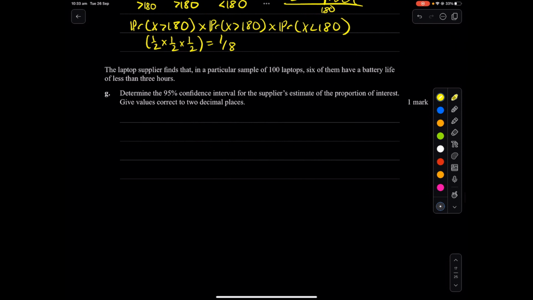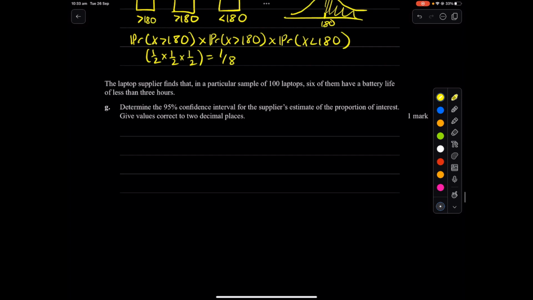The laptop supplier finds that in a particular sample of 100 laptops, 6 of them have a battery life of less than 3 hours. Determine a 95% confidence interval for the supplier's estimate of the proportion of interest. Very nice and easy. 1 mark.